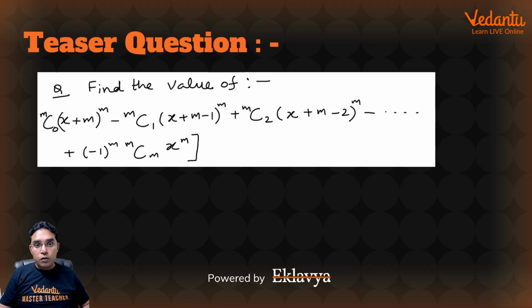Now coming to the teaser question. This question says find the value of mC0 (x plus m) raised to the power m, minus mC1 (x plus m minus 1) to the power m, plus mC2 (x plus m minus 2) to the power m, and so on. In the end, plus minus 1 raised to the power m, mCm x to the power m. You can see alternate plus minus signs. The power is always m, but in the base, x plus m, then x plus m minus 1 and so on, it is reduced every time. So you have to find the value of this.